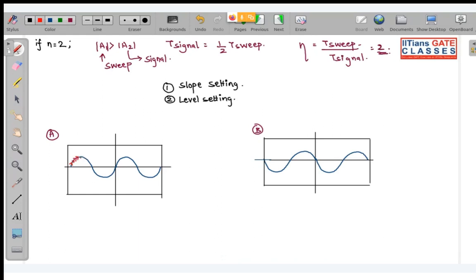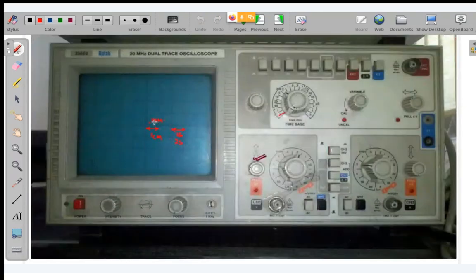So this is positive slope. At this point you will have zero slope because this is your maxima point. Then you have your negative slope. So if I want to define this signal, you can see that over here I have positive slope. So somewhere over here in this display also, you might see there is slope setting. Can you see somewhere?